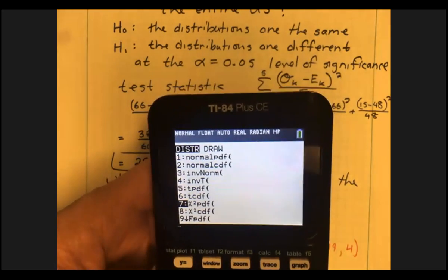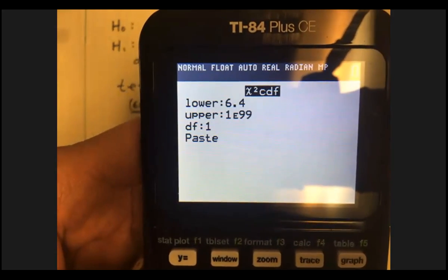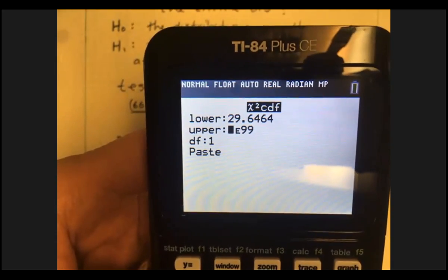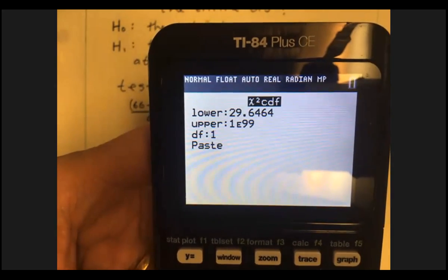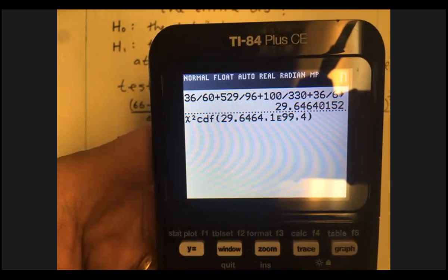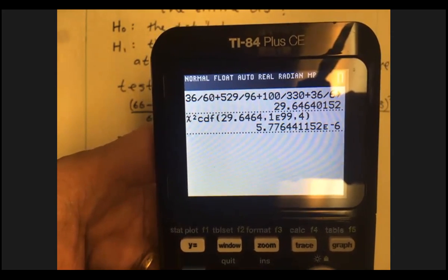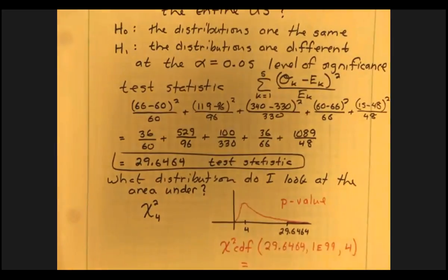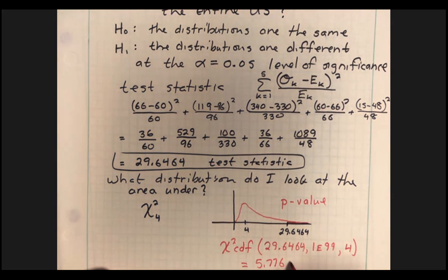Calculator. So the chi-squared cumulative distribution function from 29.6464 up to infinity, essentially 1 times 10 to the 99th, and degrees of freedom is 4. Paste. It says 576, but do you see the 10 to the minus 6 here? This is a very small probability, 5.776 times 10 to the minus 6. That means 5 zeros before I reach 5776. This is the p-value. That is a very low probability.